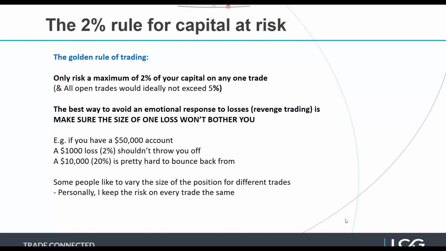So the best way to avoid an emotional response to your losses, where not only will you lose that larger amount, but you'll jump back into the market and do a revenge trade to try and make it all back, something you haven't planned very well, and you double down on the loss. To avoid that kind of situation, make sure the size of one loss won't bother you. Just as an example, if you have $50,000 in the account, $1,000, of course you don't want to lose it, but 2% is not really going to throw you off.